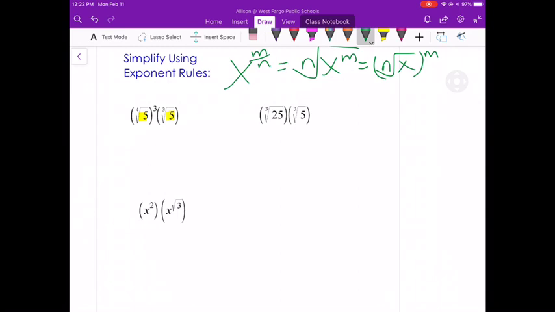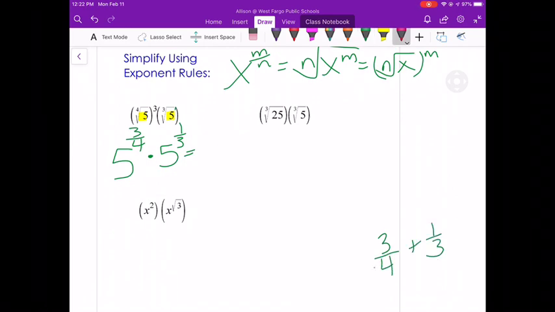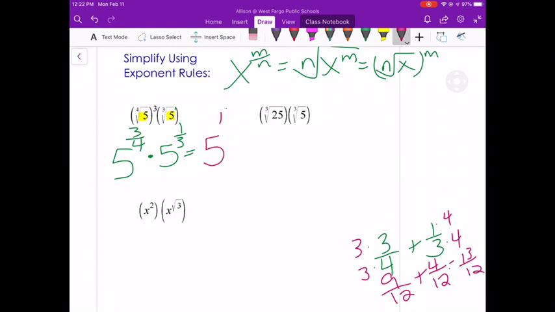So we can rewrite the 4th root of 5 cubed as 5 to the 3/4 power times, then this is 5 to the 1st, so 5 to the 1/3 power. Now we can add up those exponents. I'm going to do that over here. 3/4 plus 1/3. We have to get a common denominator. That would be a common denominator of 12. So 9/12 plus 4/12 would be 13/12. So this would be 5 to the 13/12.